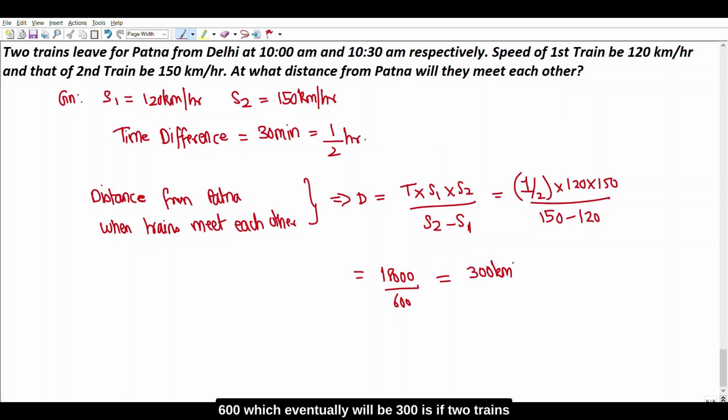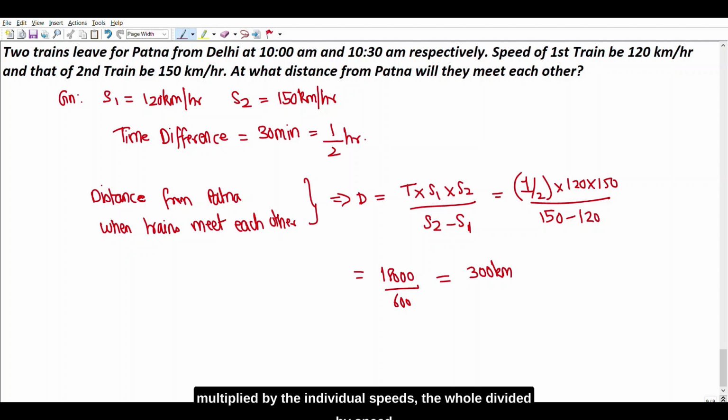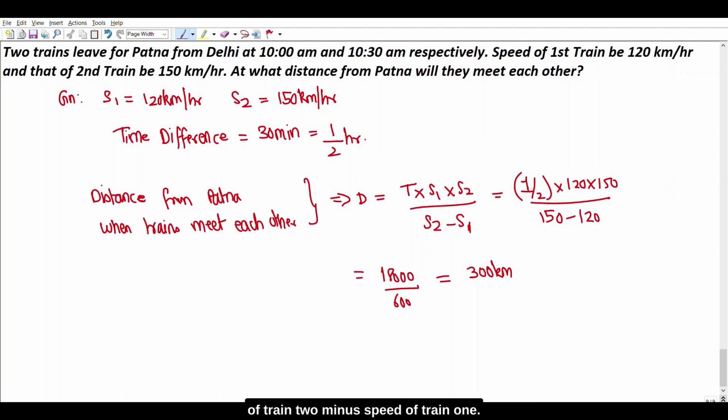That is, if two trains leave for Patna at 10 and 10:30 a.m. respectively at a speed of 120 km per hour and 150 km per hour, they both will meet each other at a distance of 300 kilometers from Patna. We learn from the concept that the distance when two trains meet each other is equal to difference in time multiplied by the individual speeds, the whole divided by speed of train 2 minus speed of train 1. Thus, we found out the distance from Patna at which both the trains meet each other as 300 kilometers.